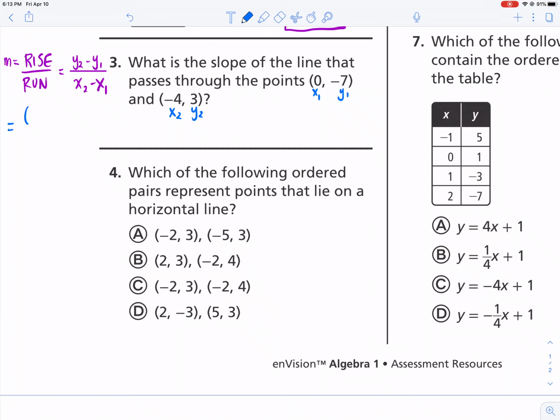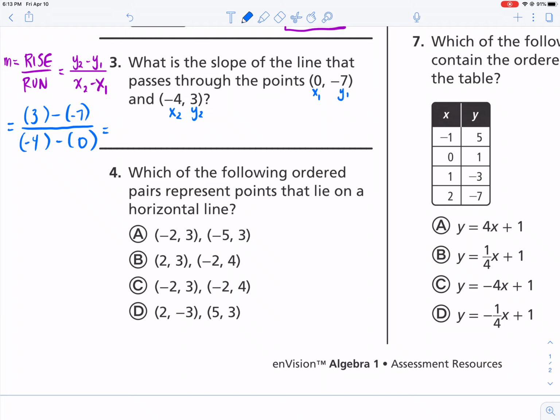As we go through, it's important to use parentheses so that we don't miss any of those negatives. We're going to substitute those values. My y2 is 3. My y1 is -7. My x2 is -4. And my x1 is 0. So I go through and do the algebra.